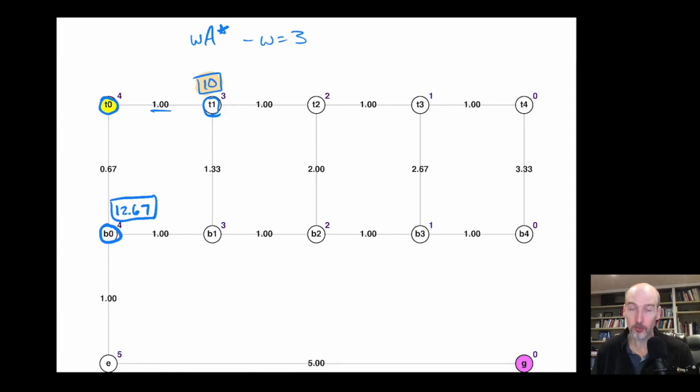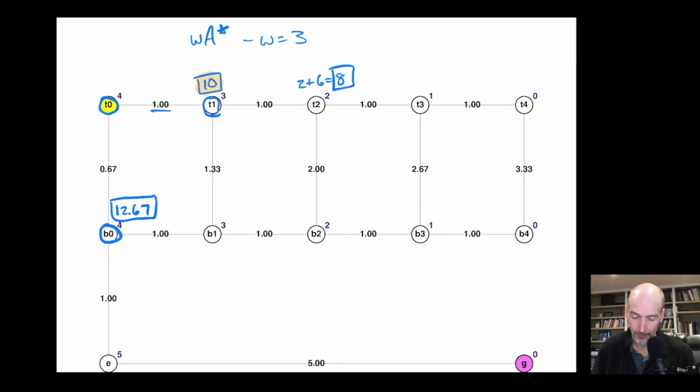So now we have T2 on the top. T2 has a G cost of 2. So we'll just write that down, plus h times w, so g plus w times h is 3 times 2 is 6, is equal to 8. So that's the cost of that node.